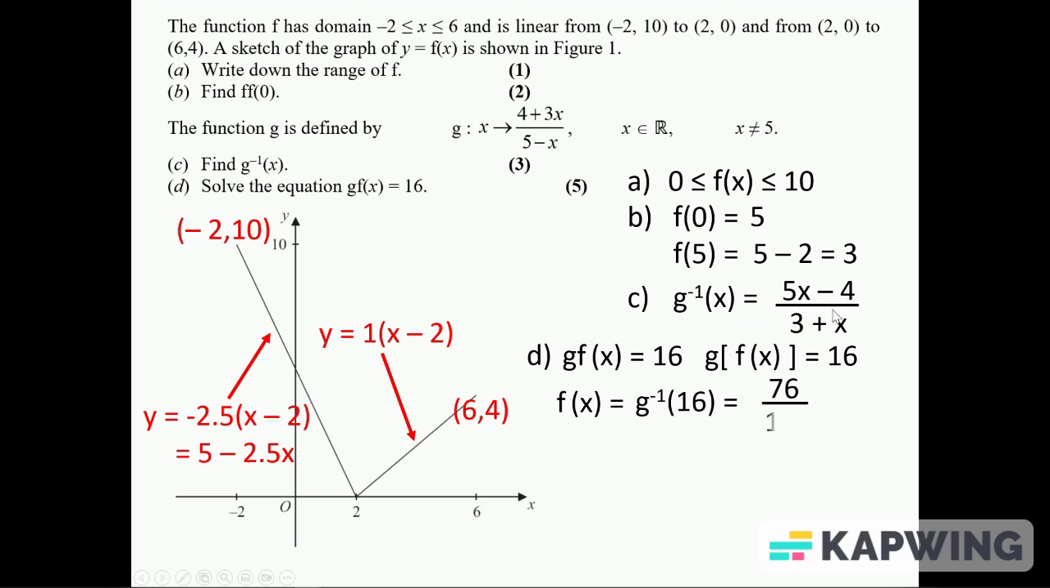5 lots of 16 plus 4 over 16 plus 3 is 76 over 19, which is just 4. So I want to find the place on this graph where f of x equals 4. I could draw a line across it to y equals 4. One of the values is 6. But also there's a place on this part of the graph where y is equal to 4. The f of x equals 4, and it's on this line here. So I want 5 minus 2.5x to be equal to 4. If I solve that equation, I get x equals 0.4.